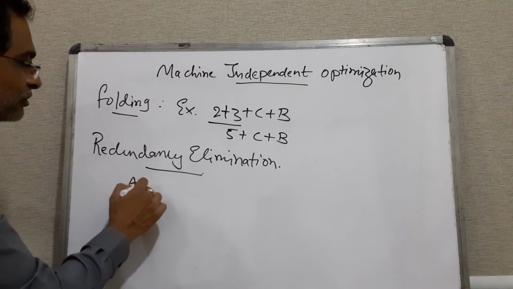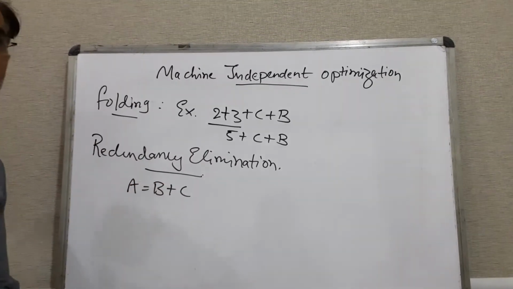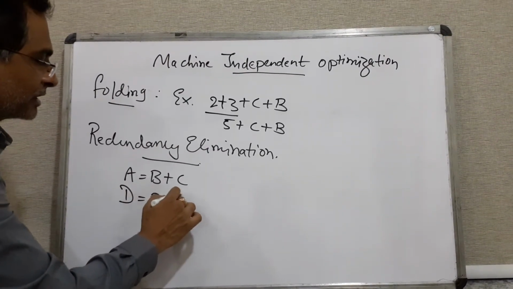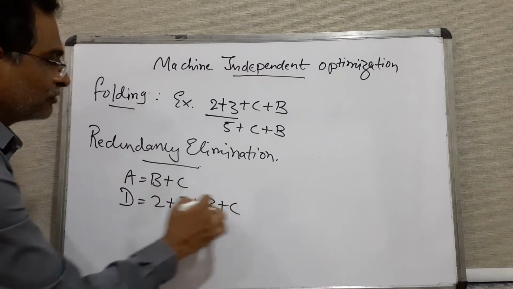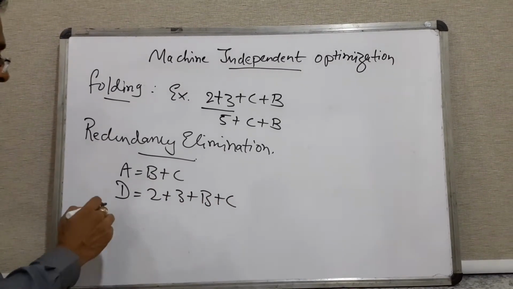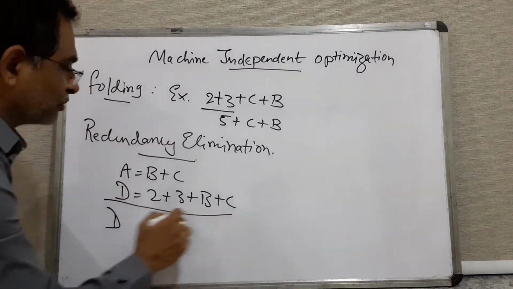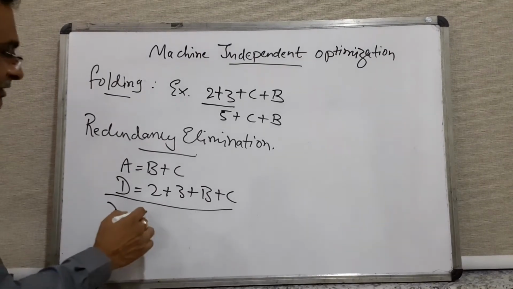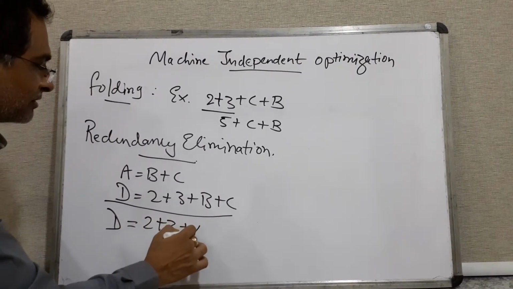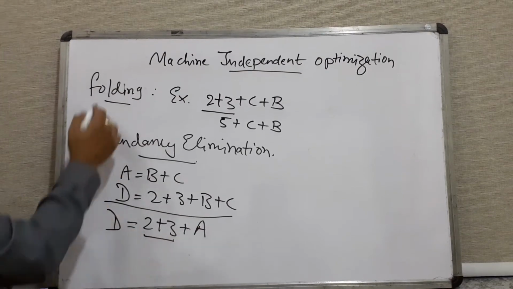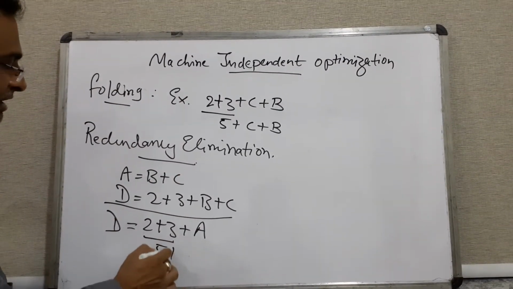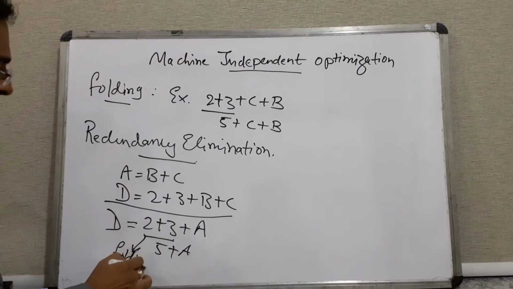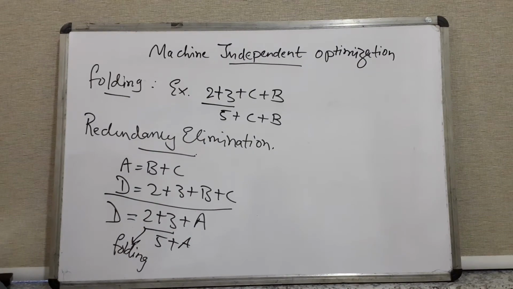Let's say A is equal to B plus C. And I am saying D is equal to 2 plus 3 plus B plus C. What is the meaning of this? The code has some parts which were computed earlier also. So I can very easily say it is nothing but 2 plus 3 plus A, right? And even this 2 plus 3 can be computed with the help of folding, giving 5 plus A. So these are the two small techniques.